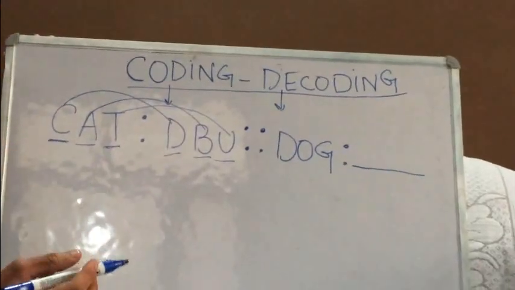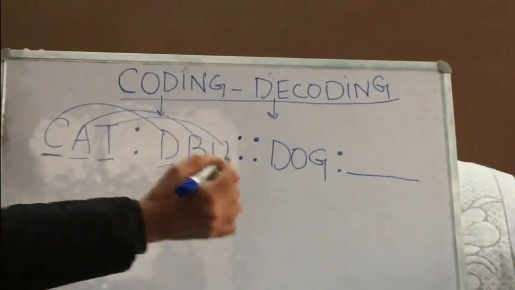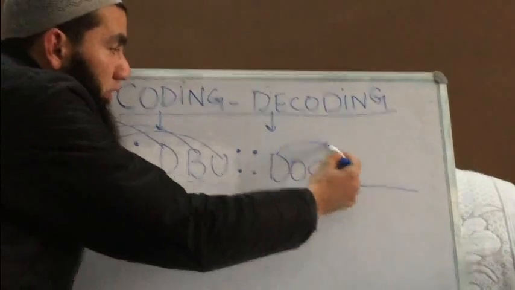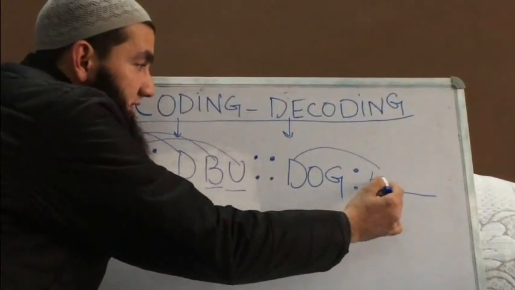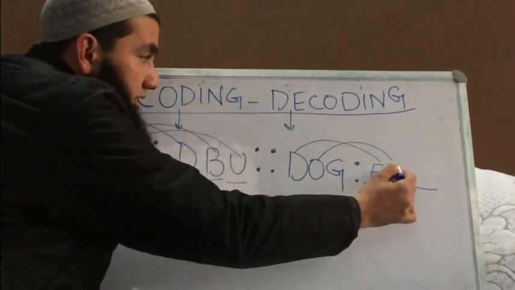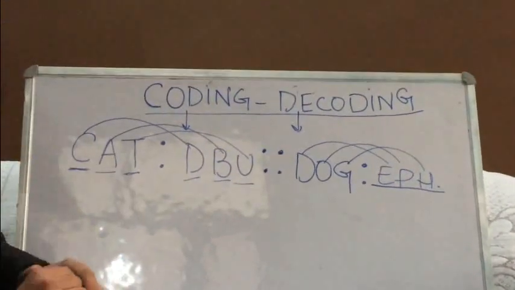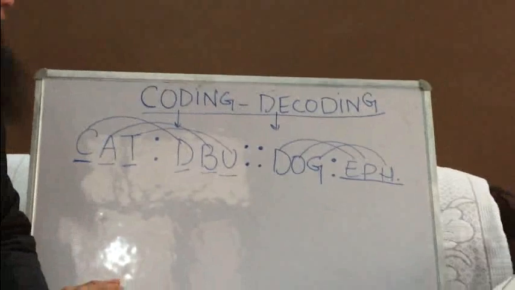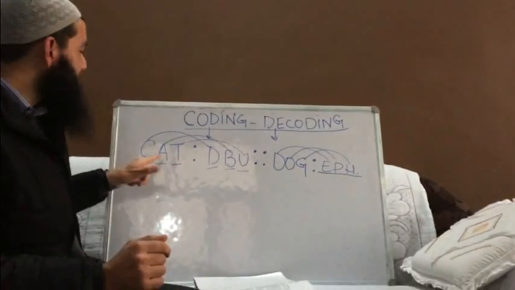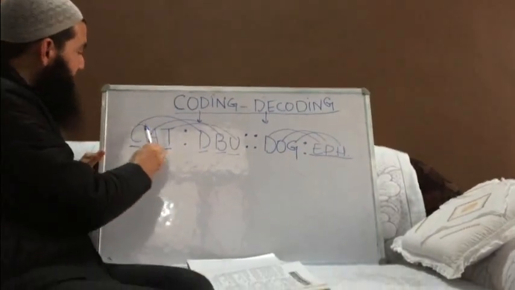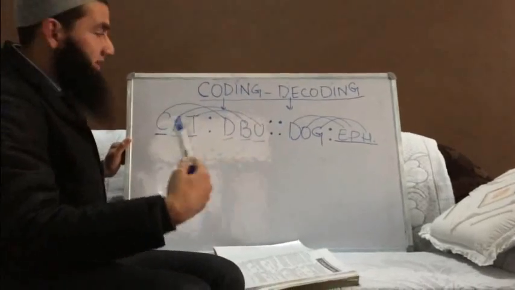The same pattern, the same rule we have to follow for deriving the code for dog. D, E, next one O, P, G, H. So my answer for the code of dog is EPH. That's derived in this pattern way: the next letter, the next letter, the next letter.